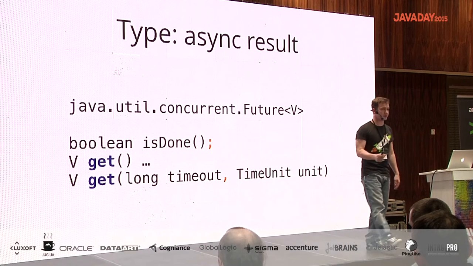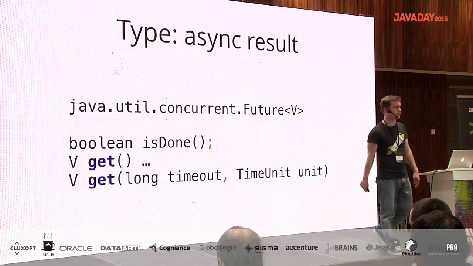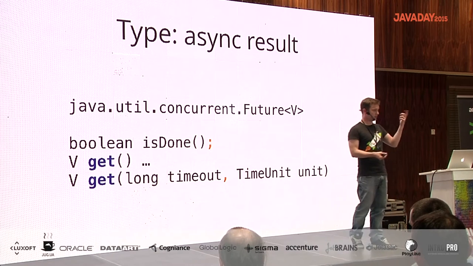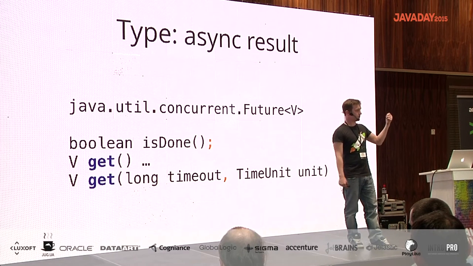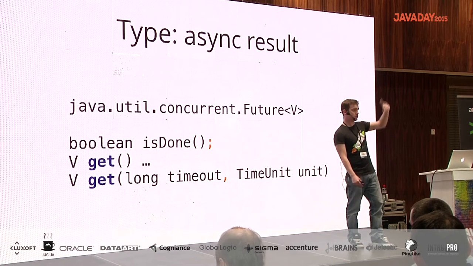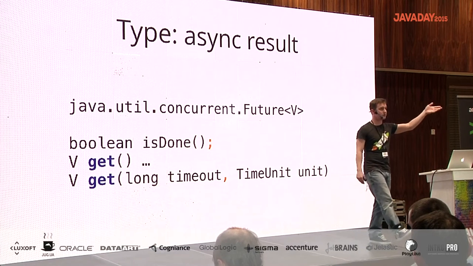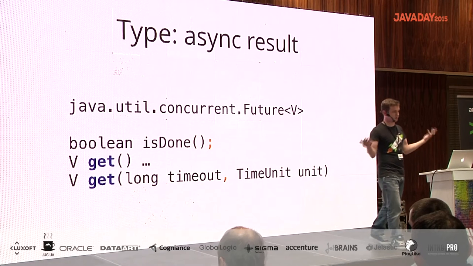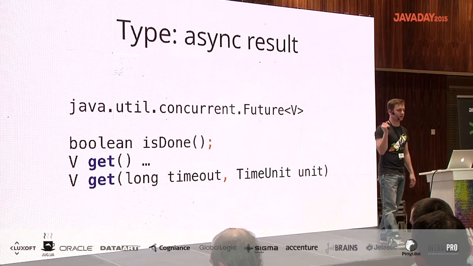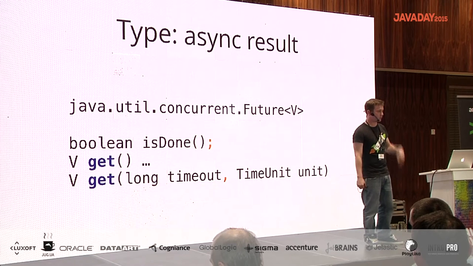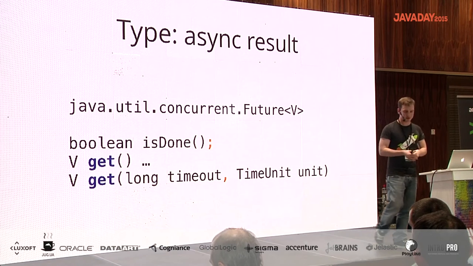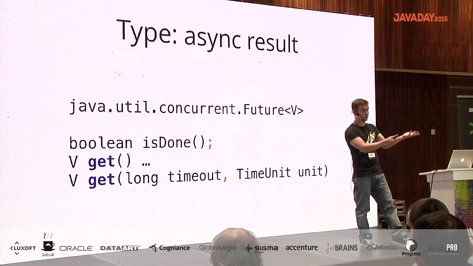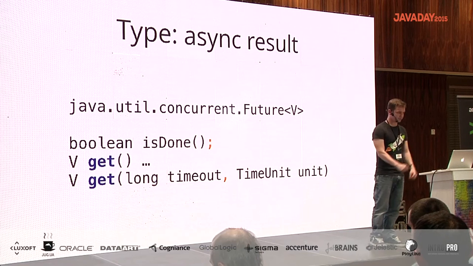You can parameterize the future with the value that it will produce. It has a method to query if the future actually occurred yet. So the method isDone will return whether the future is ready or not. And you can get the value. And the get will be blocking. So once you call that, you have no other means other than to wait till the result produces itself.